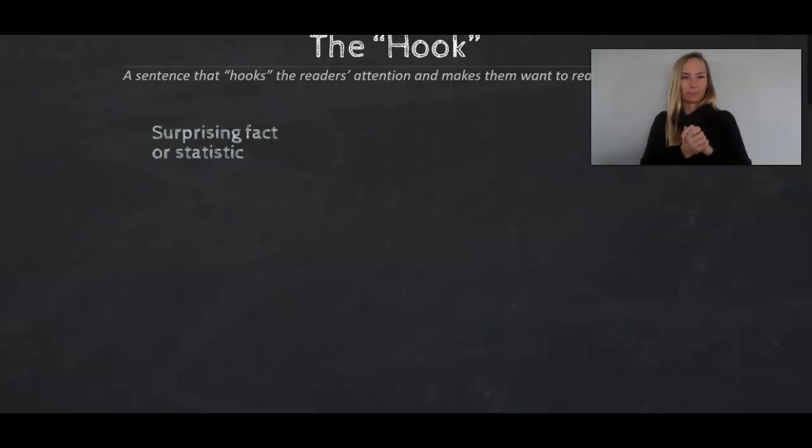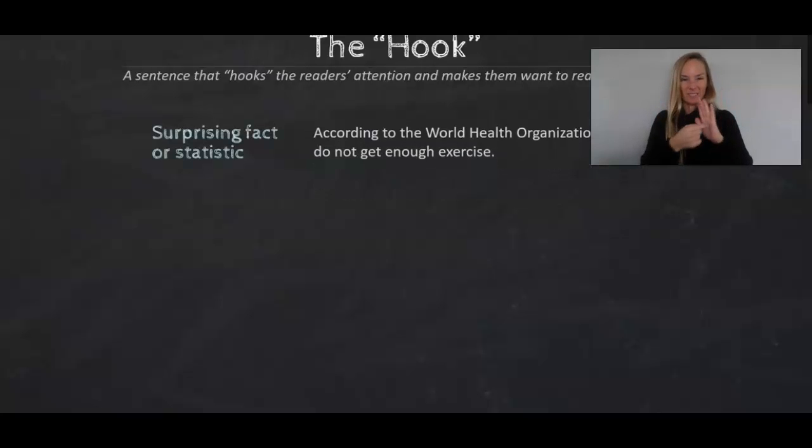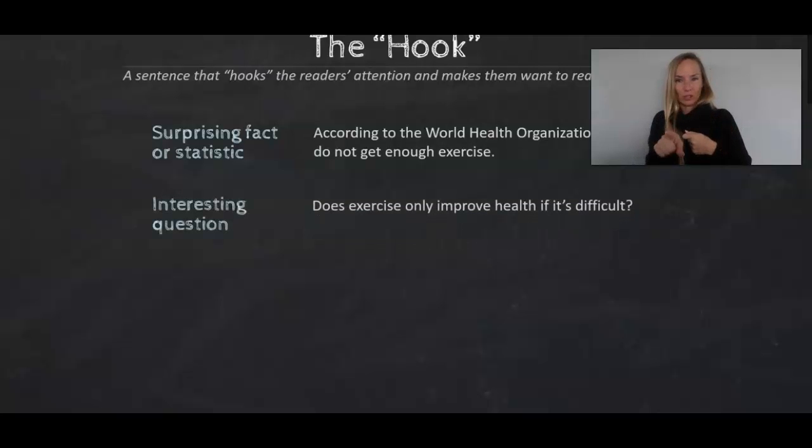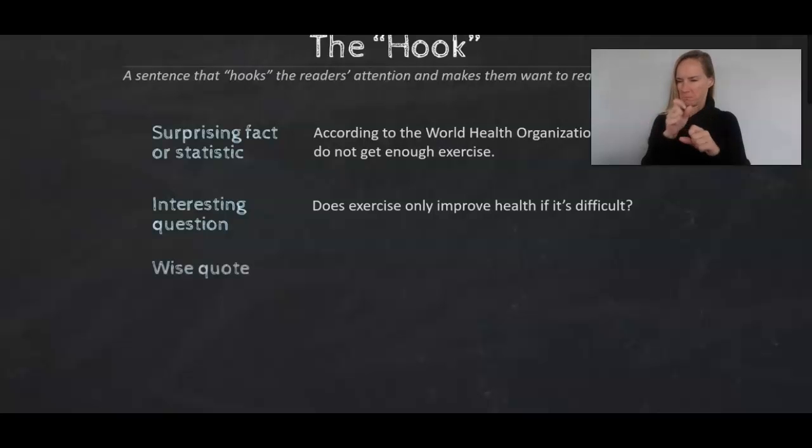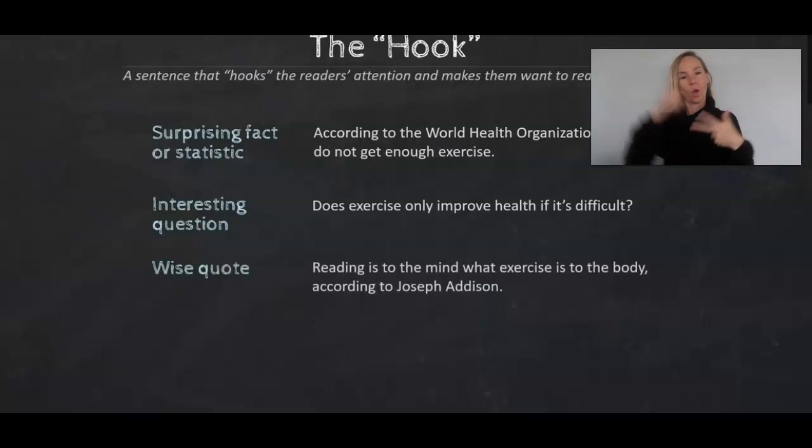The first type is a surprising fact or statistic about your topic. Here's an example. According to the World Health Organization, 1 in 4 adults do not get enough exercise. Another type of hook is an interesting question. For example, does exercise only improve health if it's difficult? You can see how this type of question, if it comes first in the essay, might interest the reader in reading more to find the answer. Another type of hook is a wise quote. For example, reading is to the mind what exercise is to the body, according to Joseph Addison.